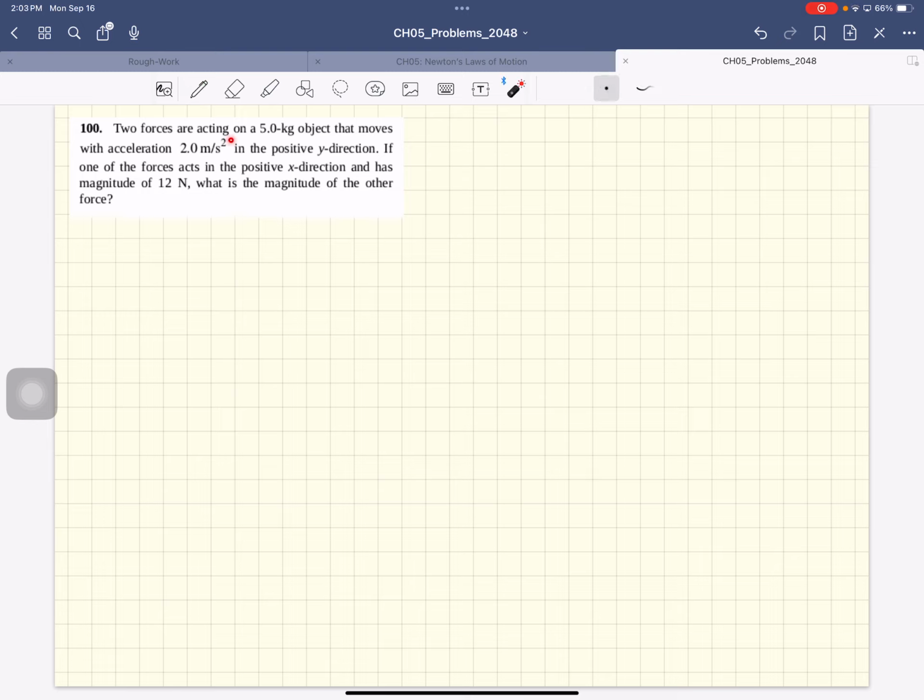Okay, so two forces are acting on a 5 kg object that moves with an acceleration of 2 meters per second squared in the positive y direction. Okay, so the acceleration of the object is 0i plus 2j meters per second squared. If one of the forces acts in the positive x direction and has a magnitude of 12 newtons, what is the magnitude of the other force? So F1 is 12i plus 0j.